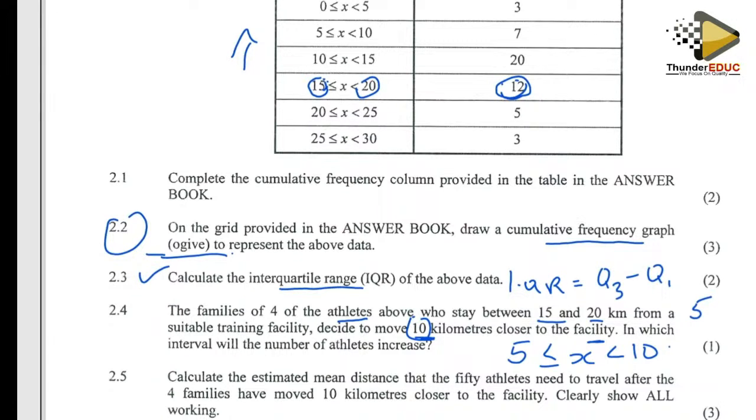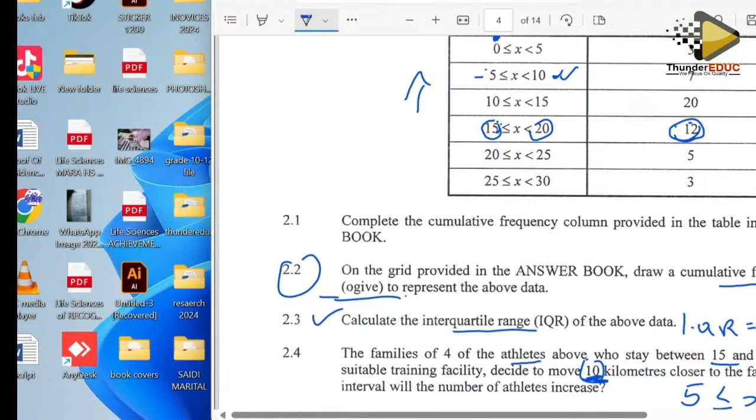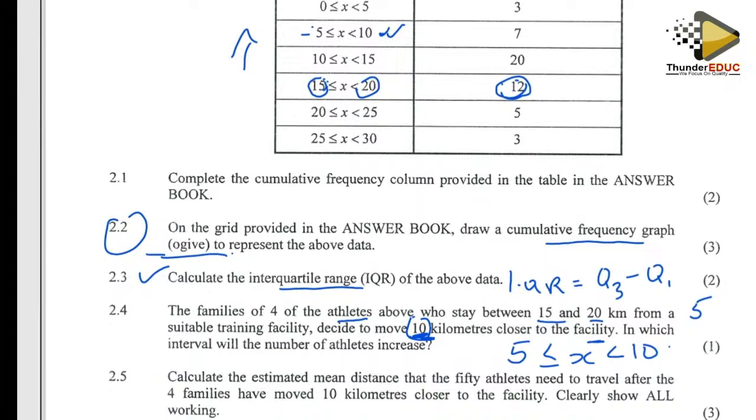Because with this interval, it's between 5 and 10. Or between 0, okay, between 5 but less than 10. But they decide to move 10 kilometers closer. Ten kilometers closer. Ten kilometers. Anybody? Somebody? What do you think needs to be done?